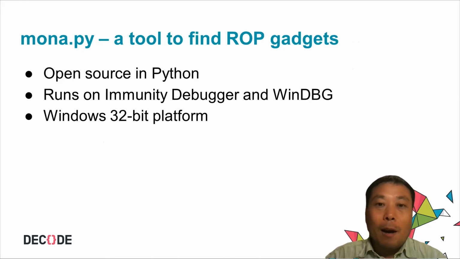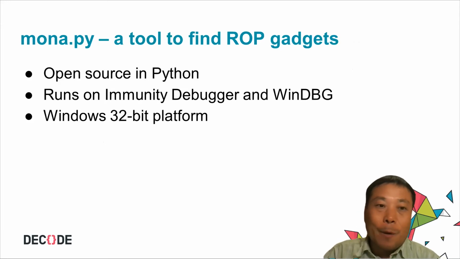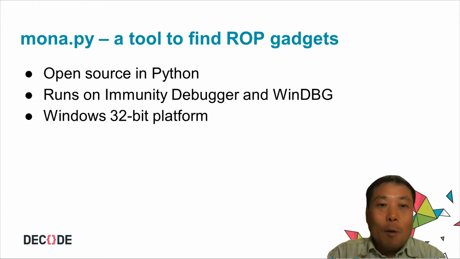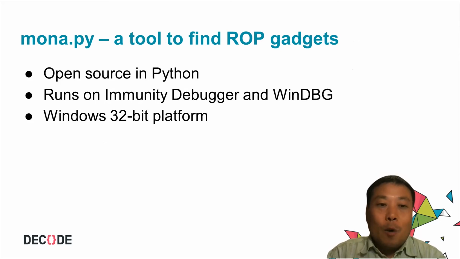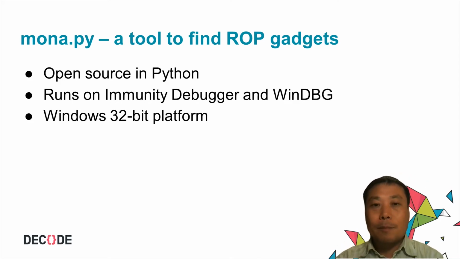Okay, so for the ROP gadgets, we have a tool called mona.py to help us search for all of the gadgets inside the code segment. It's open source, written in Python, and it runs on Immunity Debugger and WinDbg. But it only supports the Windows 32-bit platform. It's a very helpful tool. You can check it out on Google.